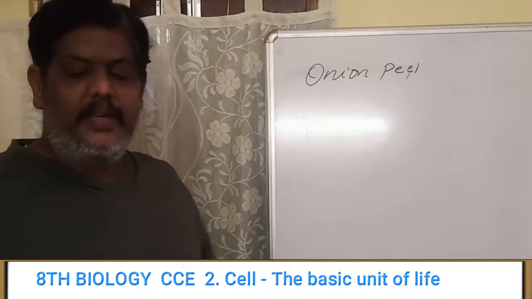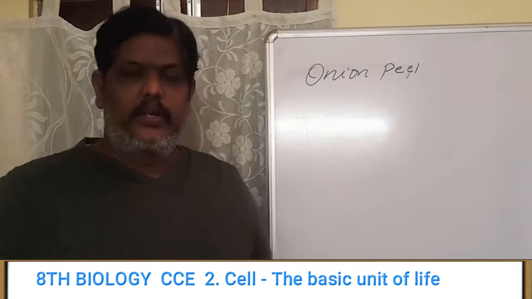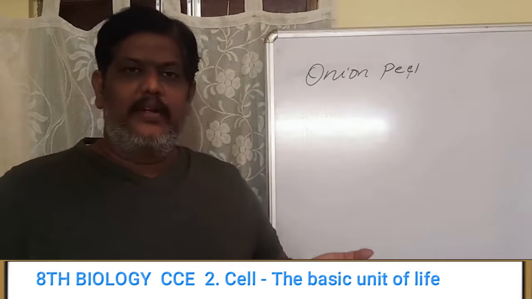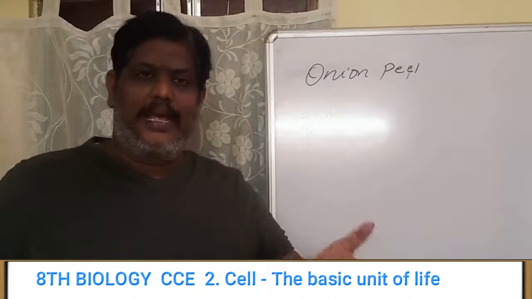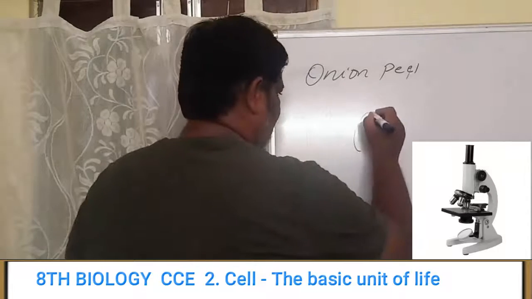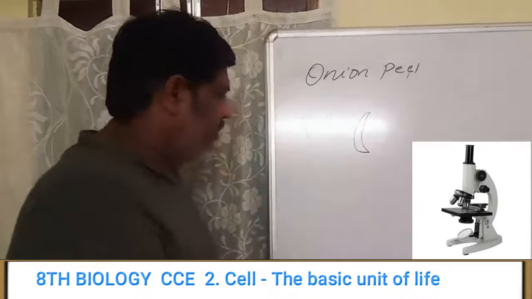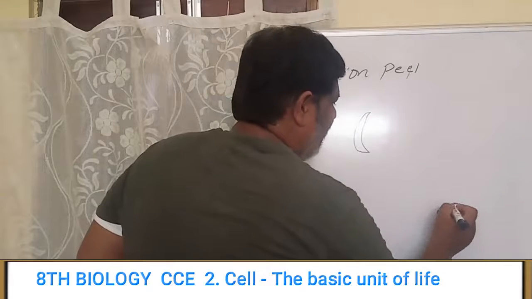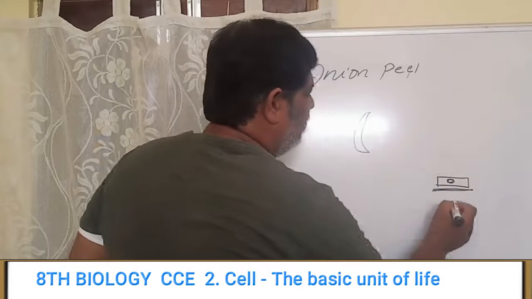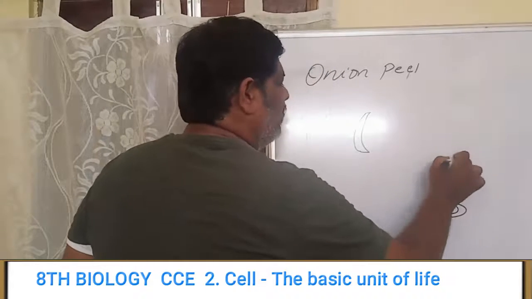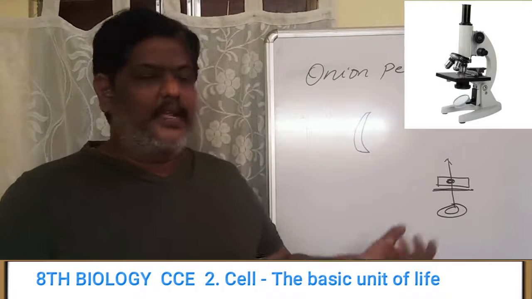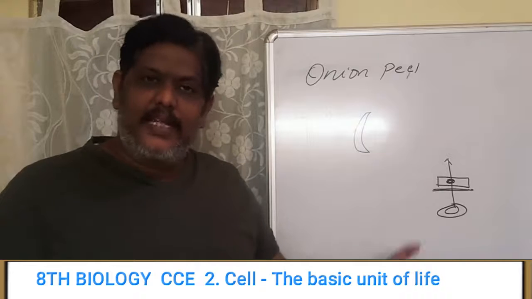Now what we have to do is take an onion, cut it into some pieces, take one piece and observe it under the microscope. But if you observe it directly, you will not be able to see anything, because the onion piece is a bit thick and also opaque. Even in the microscope, when the light falls on the slide, if the onion is opaque, the light cannot pass through it. Only if the light passes through it will we be able to see the cells. Otherwise you cannot see them.